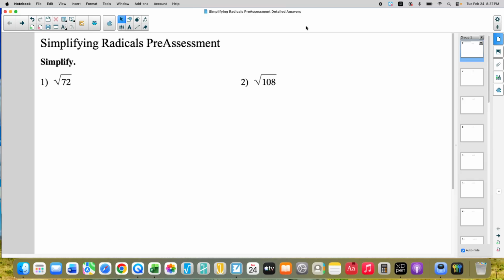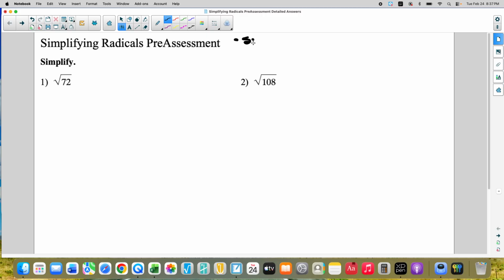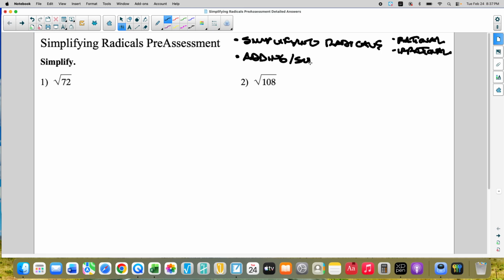All right, welcome to Simplifying Radicals Pre-Assessment. And there are a couple things we're going to be simplifying. Radicals. And we're going to be simplifying rational and irrational radicals. Then we're going to be adding and subtracting radicals.